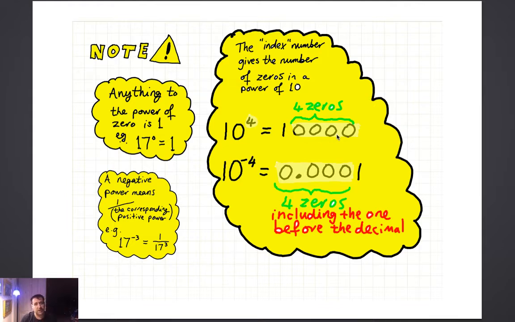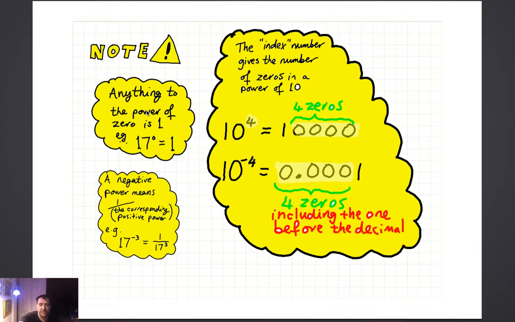That also works with minus powers. So 10 to the minus 4 has also got 4 zeros in it. They're on the other side of the 1, and you need to include the one that's before the decimal. But if you include the one before the decimal, 10 to the power of minus 4 has 4 zeros in it. So with a power of 10, the exponent or index number or power always tells us how many zeros there are going to be in it. And that's going to be a useful thing in the next topic.